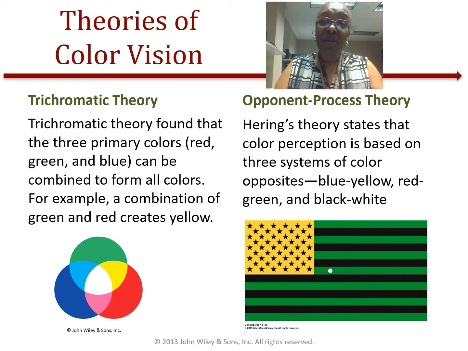Today, we know that color is processed in a trichromatic fashion at the level of the cones within the retina, as well as in an opponent fashion at the levels of the optic nerve and the thalamus. They work hand in hand.